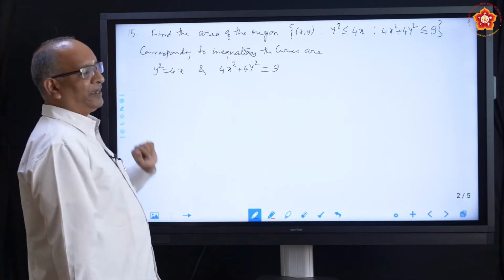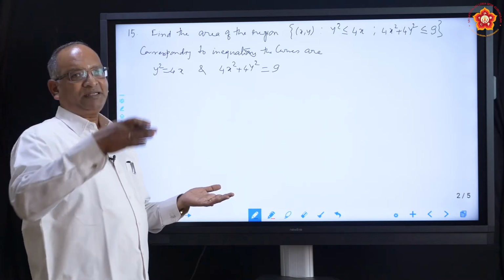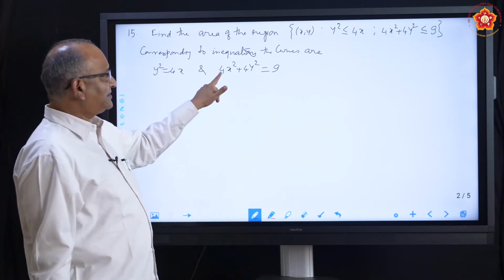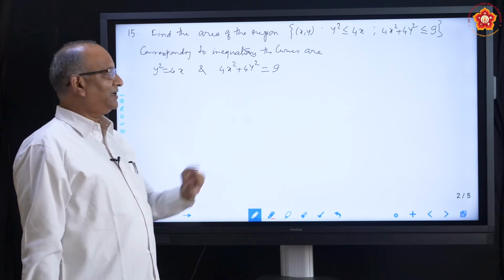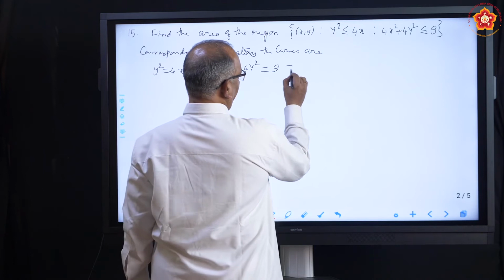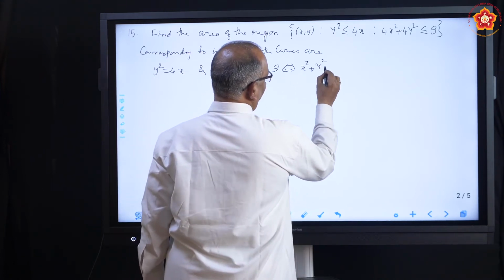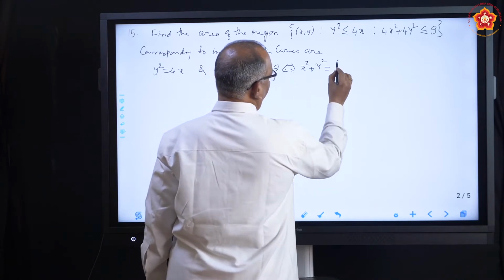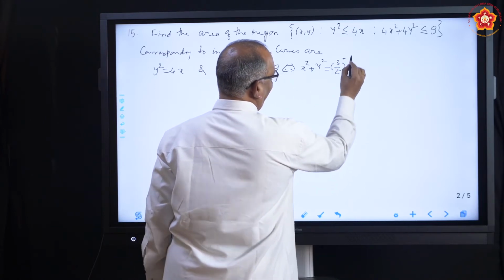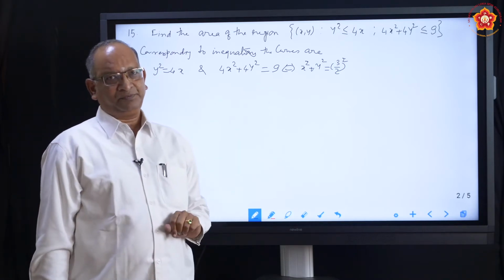As far as y square equal to 4x, it is a standard equation of parabola which opens right side. Similarly, this is also a standard equation of circle. If you divide with 4, this can be written as x square plus y square equal to (3 by 2) square. What does it indicate? Here is a circle with radius 3 by 2.